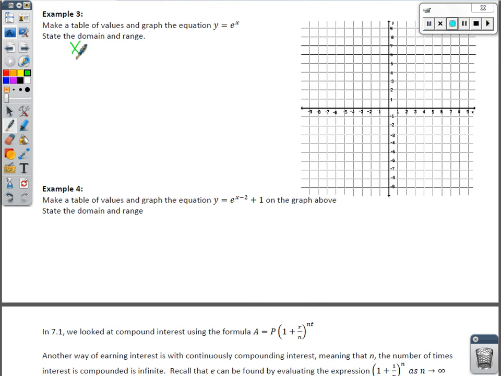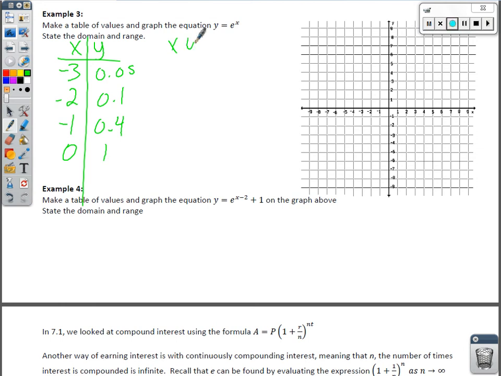Okay, so let's just make a table and start plugging in some stuff. And we're going to want to use our calculators here again, using the e to the x function. So we plug in negative 3, you should get about 0.05, and I'm rounding the numbers off again. If we plug in negative 2, you should get about 0.1. Plug in negative 1, you should get about 0.4. At 0, again, anything to the 0 is 1.